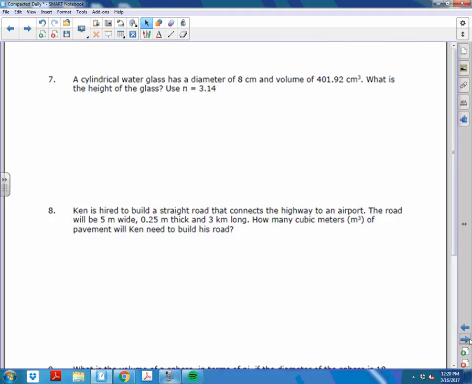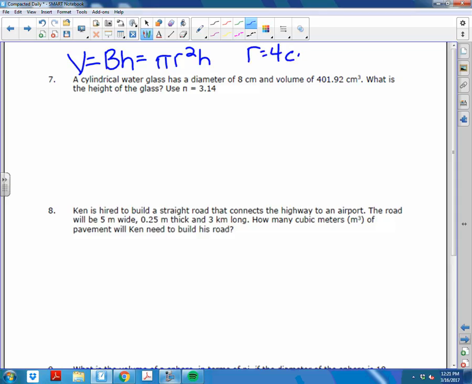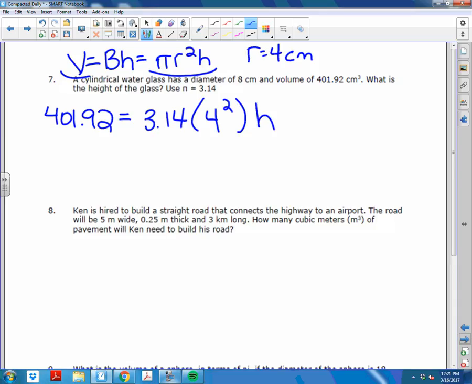Let's blow through this. Number 7. A cylindrical water glass has a diameter of 8 centimeters and a volume of 401.92 cubic centimeters. What is the height of the glass? We know that for a cylinder, the volume is area of the base times the height, which is pi r squared h. And we know that the radius is 4 centimeters. So we start plugging everything in. We know the volume is 401.92 equals pi, which is 3.14, times the radius squared times the height.